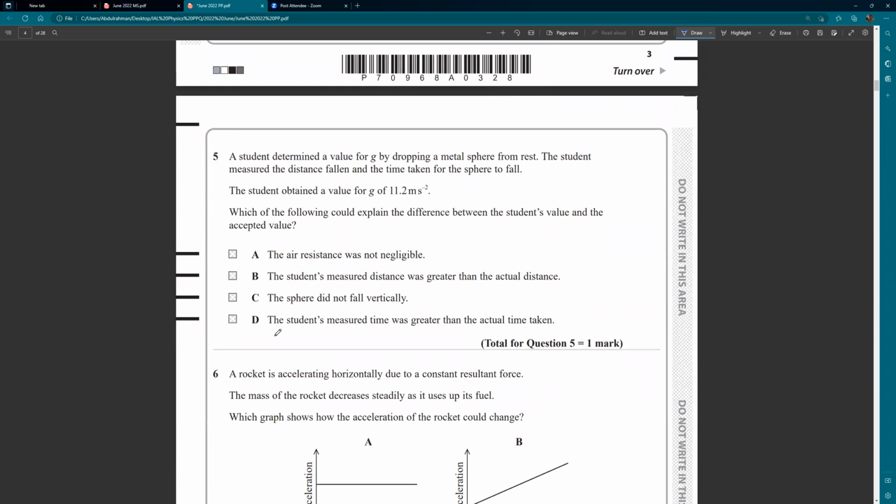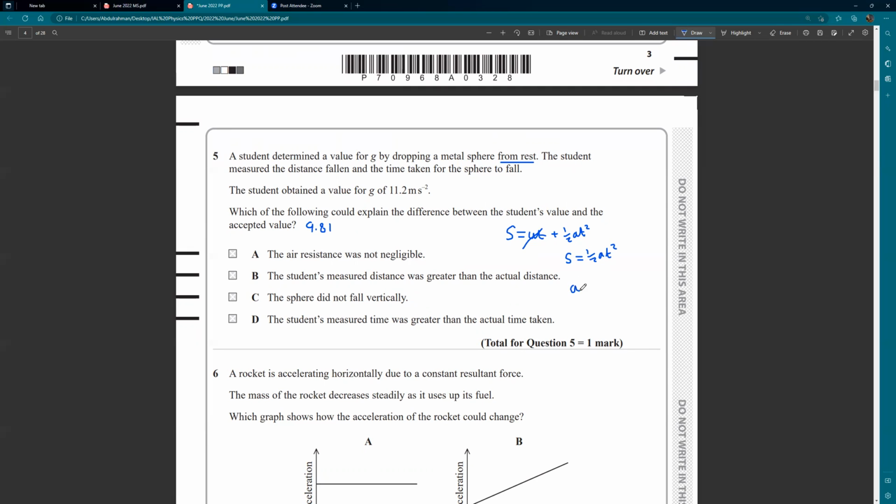A student determined the value of g by dropping a metal sphere from rest. The student measured the distance fallen and the time taken for the sphere to fall. He obtained a value of 11.2 meters per second squared. Which of the following could explain the difference between the student's value and the accepted value, which is obviously 9.81? Well, to answer any question like this, you need an equation to help you understand what variables play a role. So we're talking about constant acceleration with initial velocity 0 because it's from rest. So I'm thinking s is equal to ut plus half at squared, which is the equation for anything falling down with constant acceleration. And the initial velocity is 0. So I'm just going to say s is equal to half at squared.